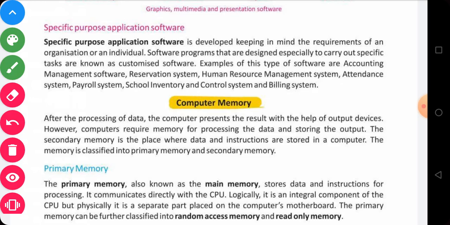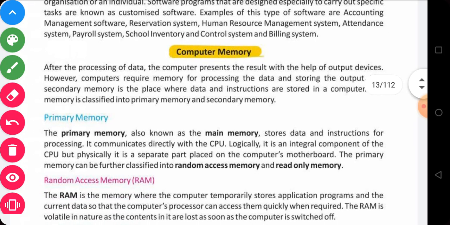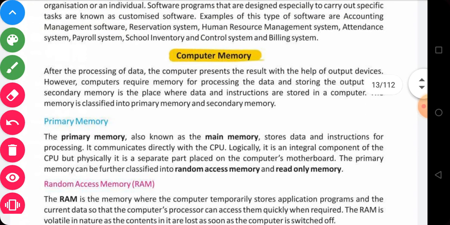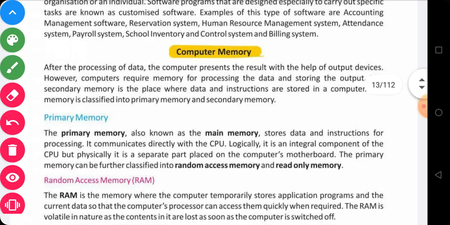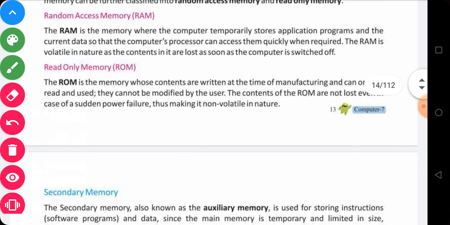For this purpose only, we need another type of software that is called specific purpose application software. Now we are moving on to the next topic, that is called computer memory. As the name suggests, we already know that a computer also has a memory, but it has two parts. First one is called primary memory and second one is called secondary memory.